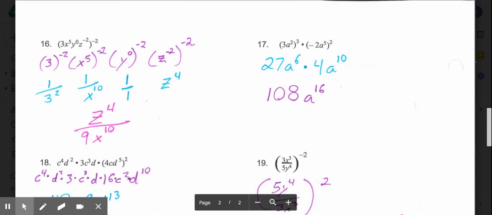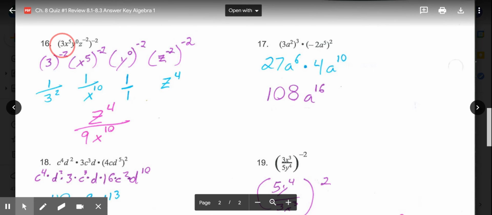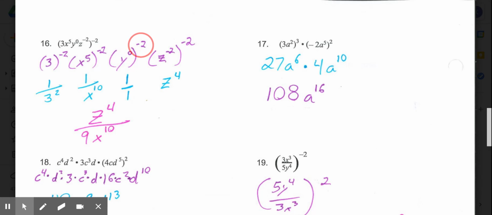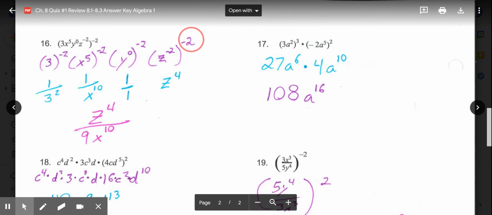Now moving to the back page. So with 16, it could look a little bit tricky and overwhelming, but anytime we have a bunch of different terms in parentheses to a power, I would suggest just looking at them separately. So really what we have here is 3 to the negative second, then the x to the fifth to the negative second, y to the 0 to the negative second, and z to the negative second to the negative second.